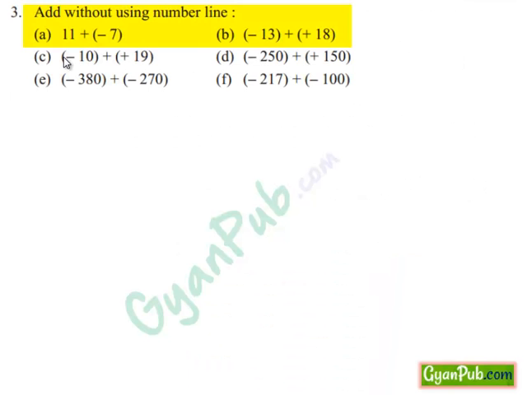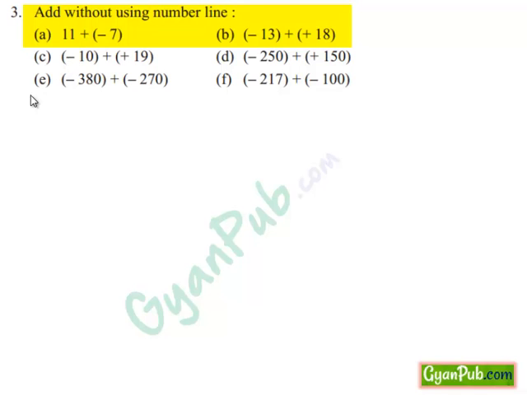Let us move on to the third question. Add without using number line. A. 11 plus minus 7. B. Minus 13 plus 18. C. Minus 10 plus 19. D. Minus 250 plus 150. E. Minus 380 plus minus 270. And F. Minus 217 plus minus 100.